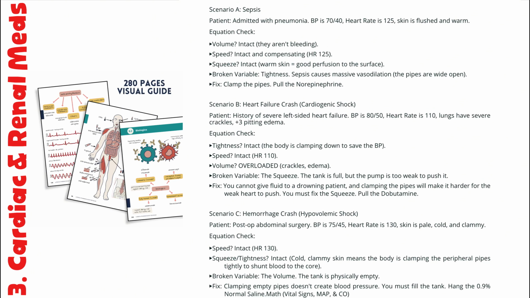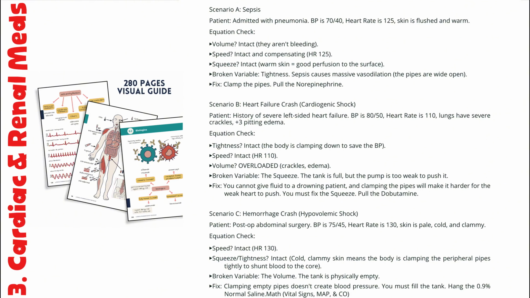Now a heart failure patient in cardiogenic shock. Blood pressure 80/50, crackles, heavy pitting edema. The tank is already overloaded and the pipes are clamped tight to compensate. The pump itself is the problem. It's too weak to move the volume it has. Fix, strengthen the squeeze with dobutamine, never bolus fluid here.